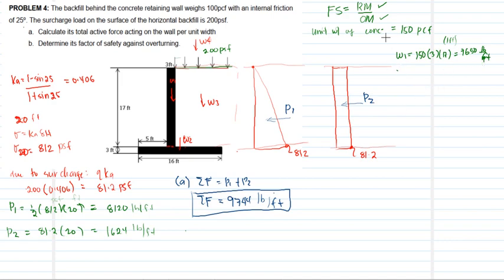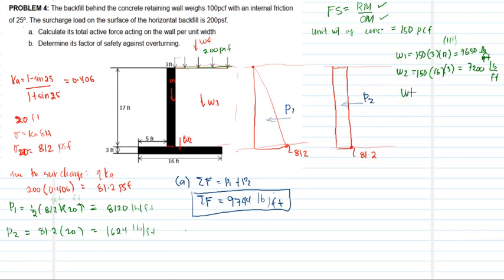Okay? So, W2, that is equal to 150 times 16. Ito, yung length natin times 3. So, pag gusto nyo naka-pounds lang, multiply ninyo per unit feet or length ng ating wall. So, that is equal to 7,200 pounds per unit feet.